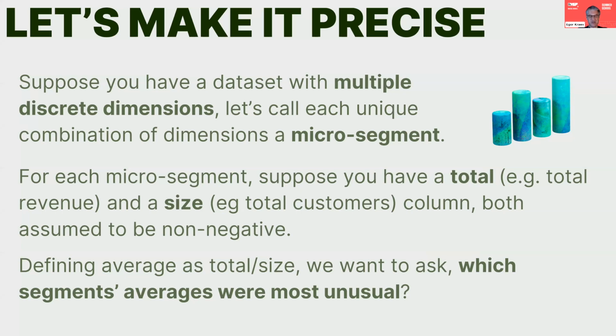For example, if you care about revenue per segment, revenue per customer, then the size would be the number of customers. And the total would be total revenue per segment. And a strong assumption, we assume that both those numbers are non-negative. And then we want to ask, which segments' averages were most unusual?